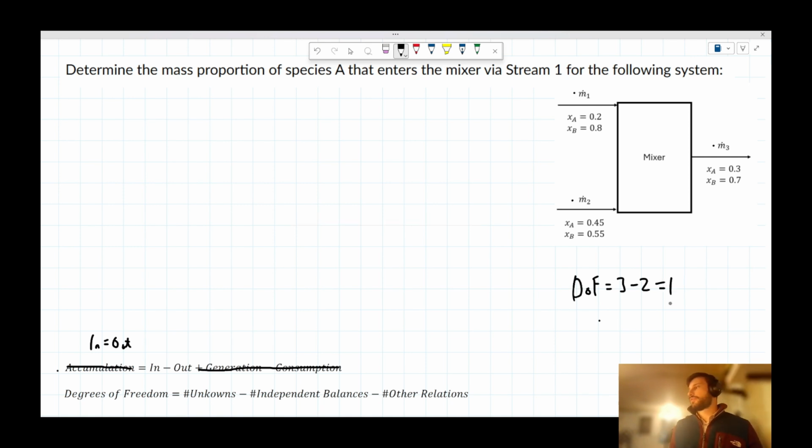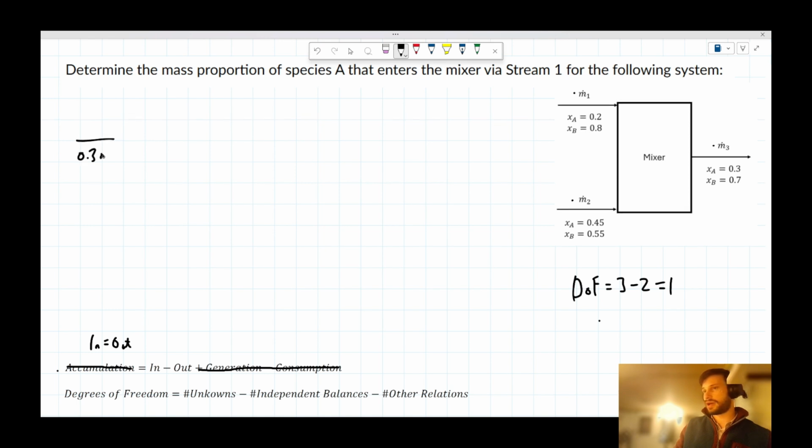Okay, let's look at what the question's actually asking here. It says determine the mass proportion of species A that enters the mixer via stream 1 for the following system, where we have this diagram here. So the question's basically asking, of the A that enters the system, how much of it enters via stream 1, or M1?